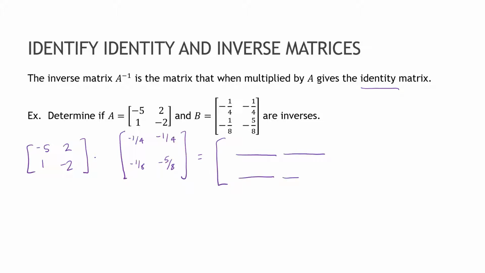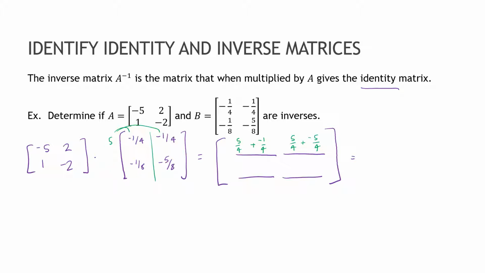You are going to have to do some addition and multiplication with fractions, so get those calculators handy if you need them. So first one is negative 5, 2. That gives me positive 5/4 plus negative 2/8, which is negative 1/4. And then positive 5/4 plus negative 10/8, which is negative 5/4.